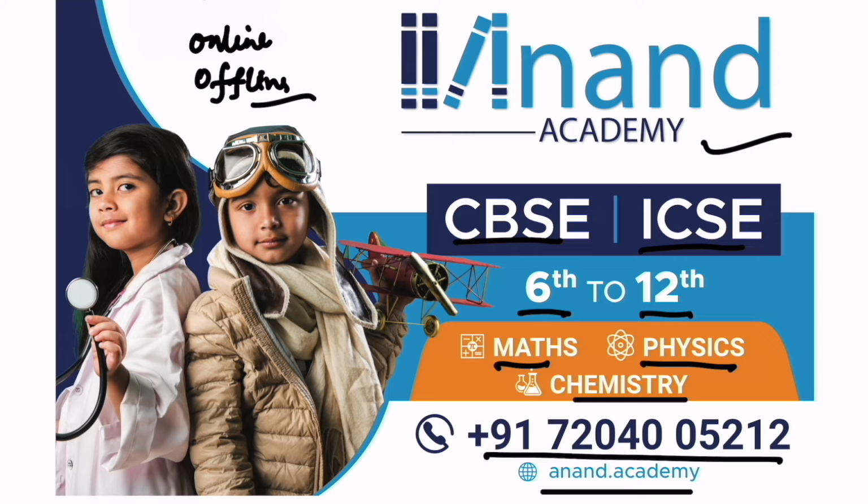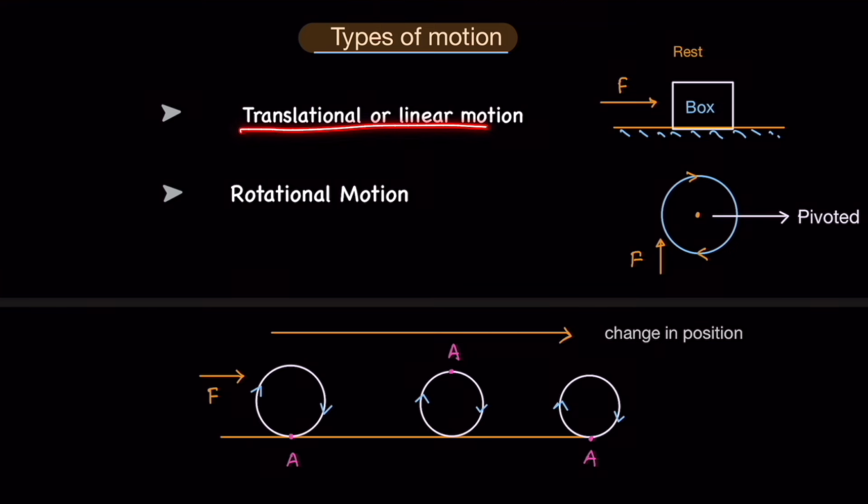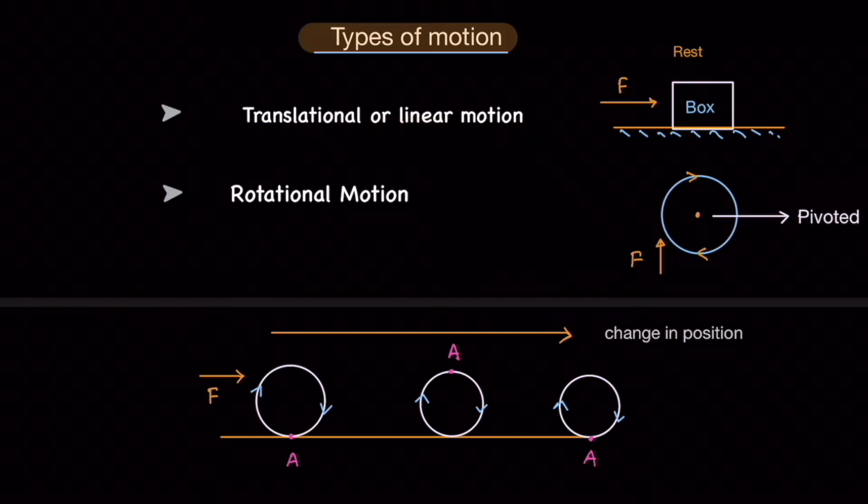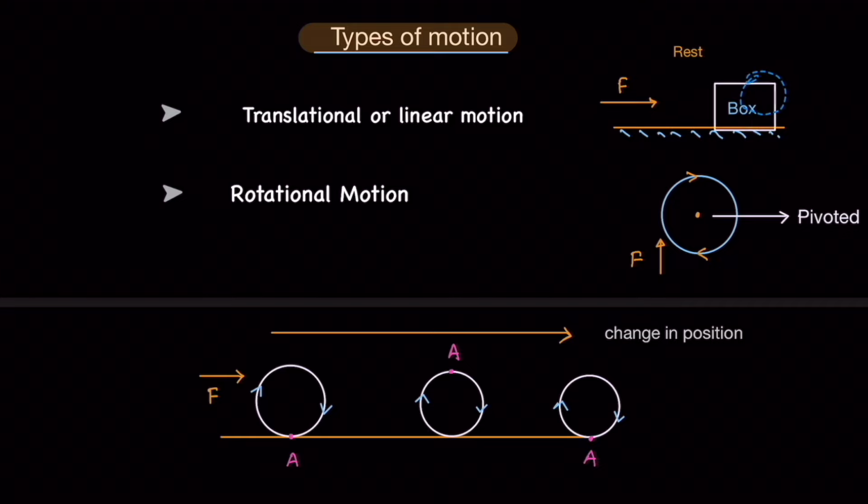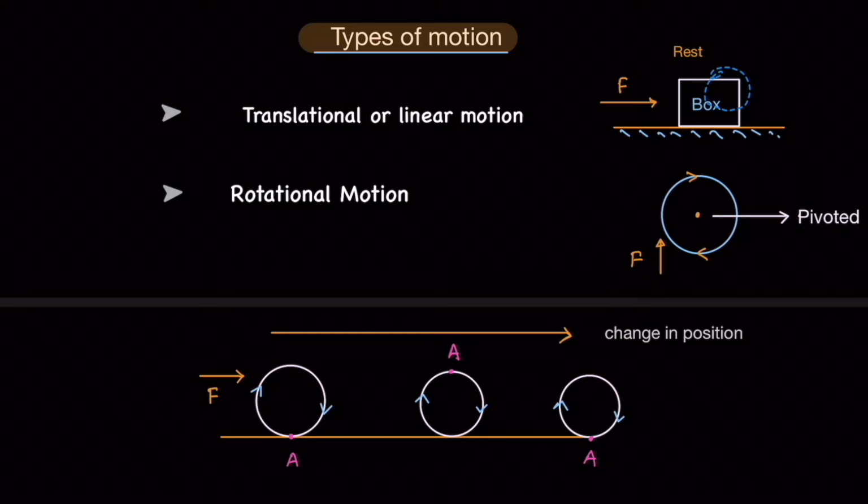So first is translational or linear motion. What is the meaning of translational or linear motion? You can see this example. Here we have a box, and this box is initially at rest. When we apply the force, what will happen? The box starts moving, and this motion is in a straight line or a straight path. So when we apply force and the body starts moving in a straight line, it is called a translational or linear motion.